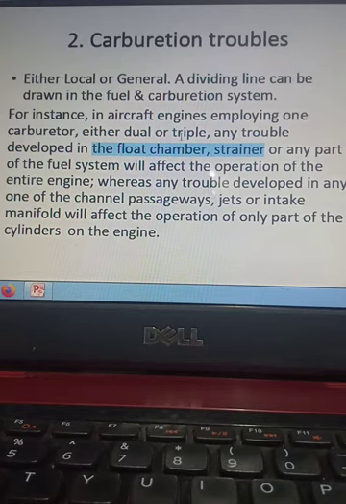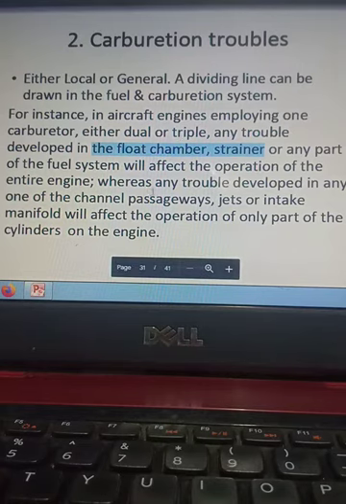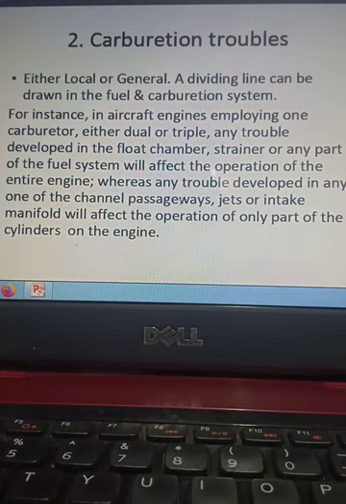Okay? In the local, your passageways are like individual jets or your intake manifold. There are two passageways, so even if one is ruptured or blocked, there is still another one that can pass through and keep the carburation system working. So that is classified as local. So that is for carburation troubles.